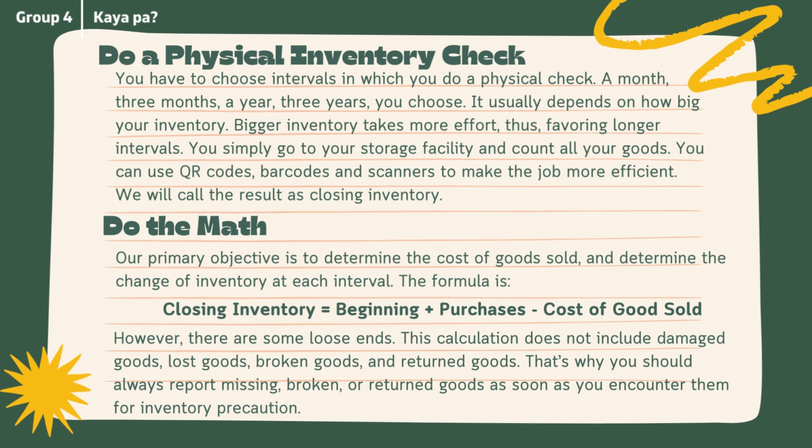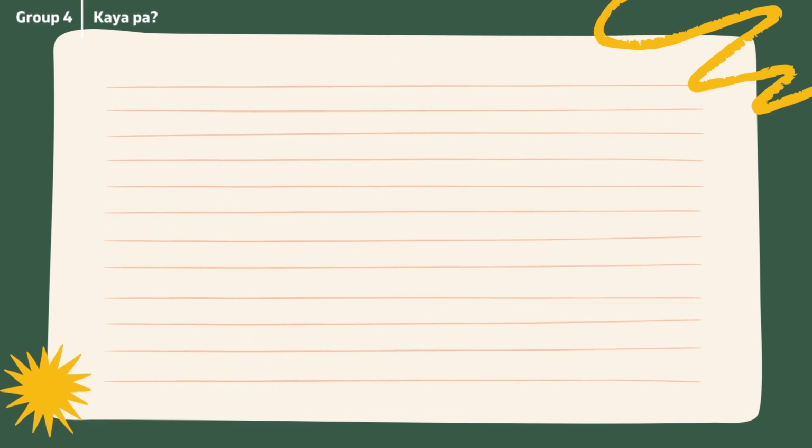However, there are some loose ends. This calculation does not include damaged goods, lost goods, broken goods, and returned goods. That's why you should always report missing, broken, or returned goods as you encounter them for inventory precaution.